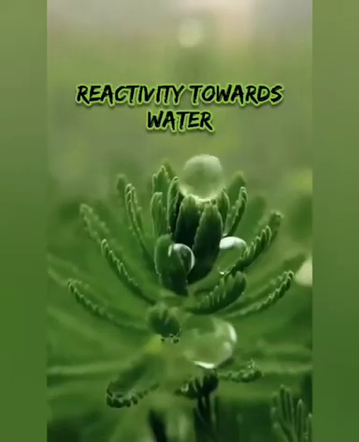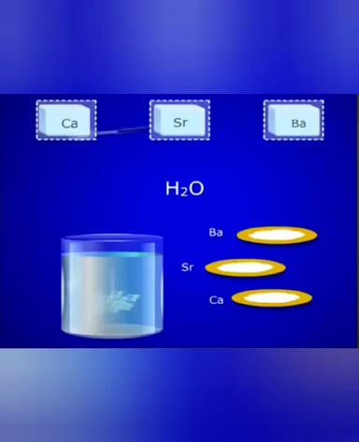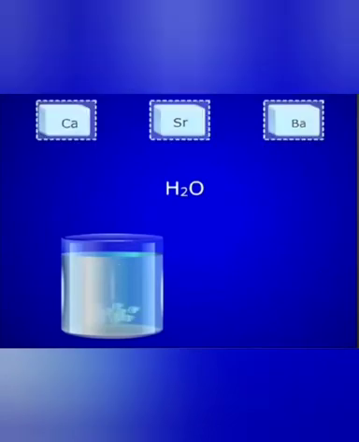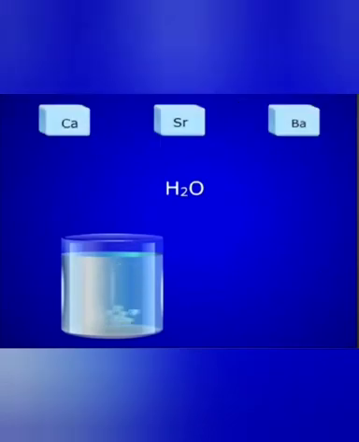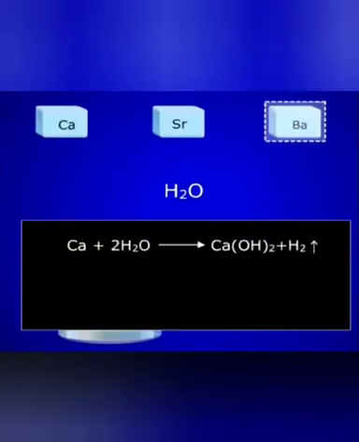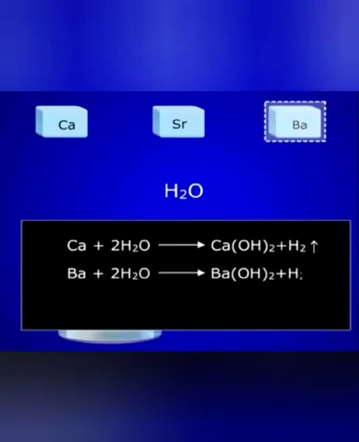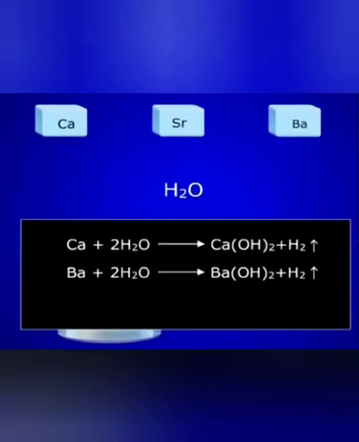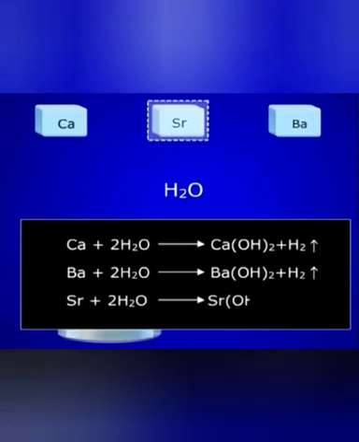Let's see the reactivity towards water. When calcium, strontium and barium react with water, they give hydroxide with the evolution of hydrogen. When calcium reacts with water, it would give calcium hydroxide and hydrogen. Similarly, barium reacting with water would give barium hydroxide and hydrogen. Strontium reacting with water would give strontium hydroxide plus evolution of hydrogen.